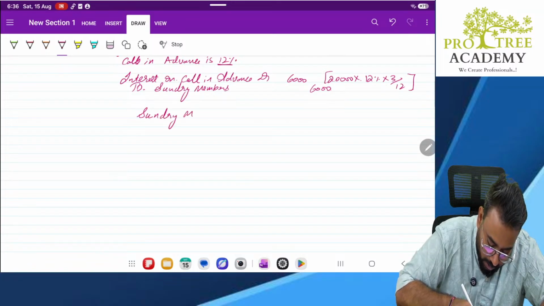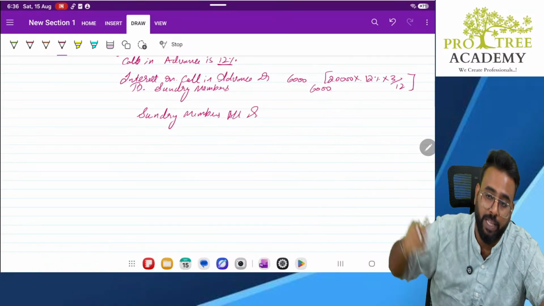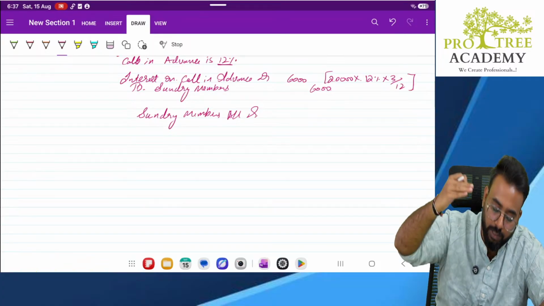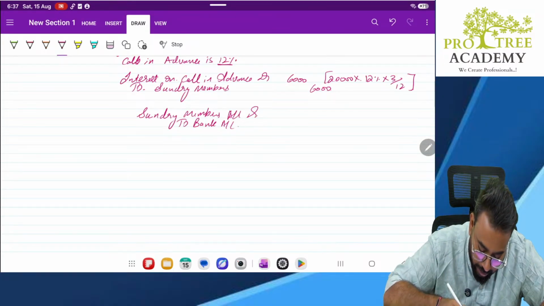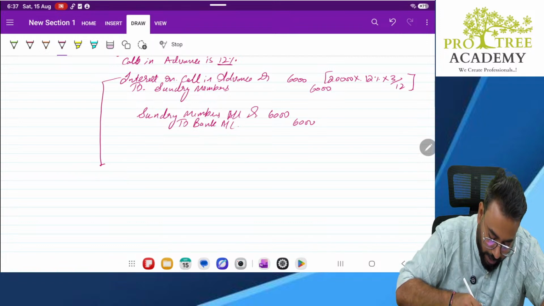Sundry members account debit. Sundry members earlier was an obligation because we had to pay them. Now the obligation is getting paid. So when an obligation reduces, the liability reduces, so it will be debited. And our bank is an asset. When we pay out, my bank balance will also come down, so it will be credited. 6,000, 6,000. Now this will be transferred to P&L account.